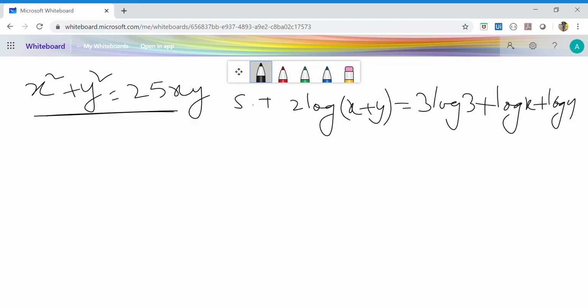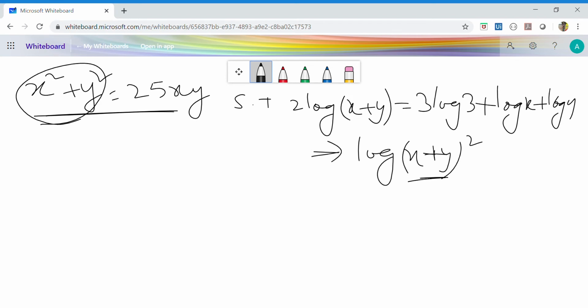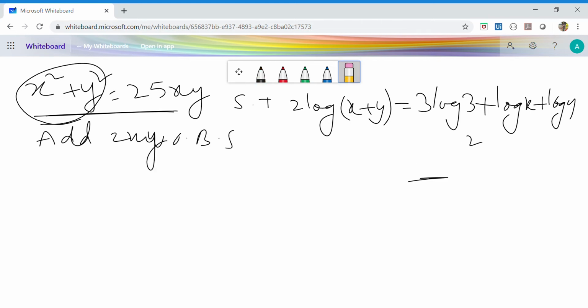LHS of RTP, 2 log of (x plus y), can be written as a single logarithm as log of (x plus y) whole square. If it is there, then we can arrive at the answer RHS. So what is missing in the LHS of the given thing? Only x square plus y square is given. 2xy is missing to write it as (x plus y) whole square. So that's why add 2xy on both sides.